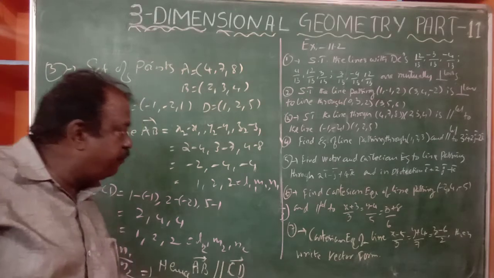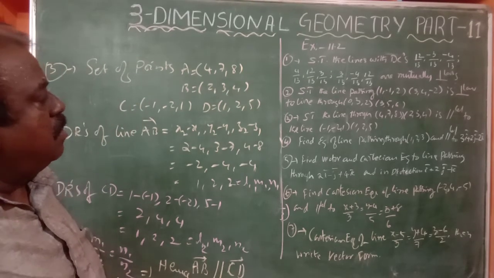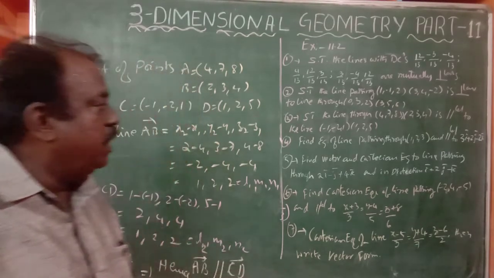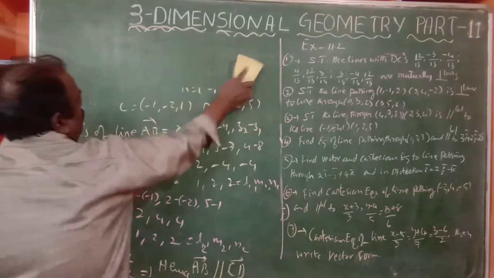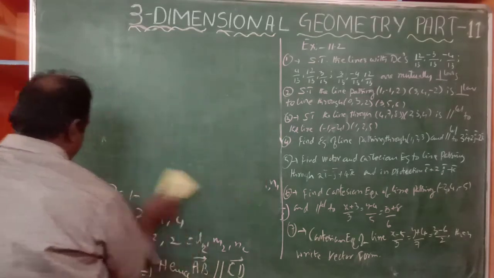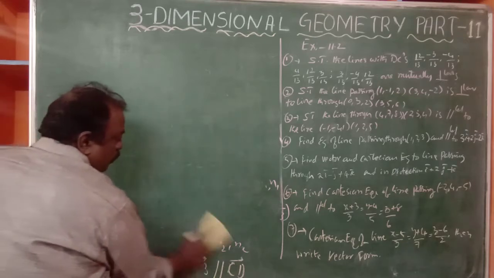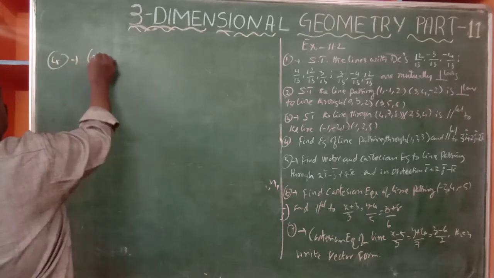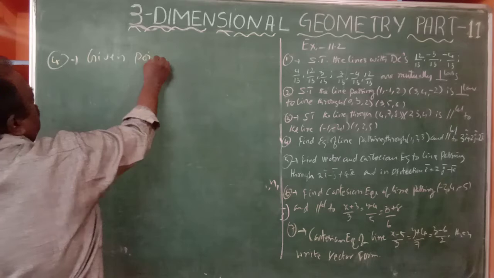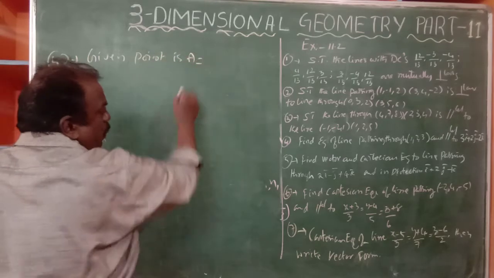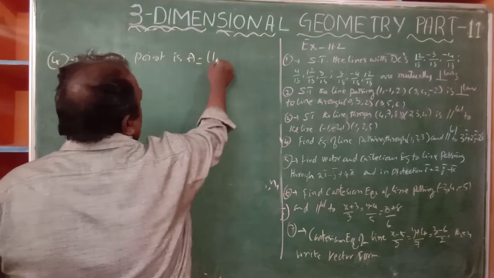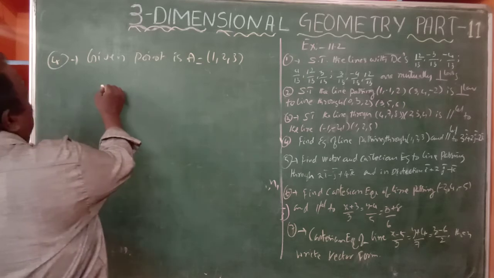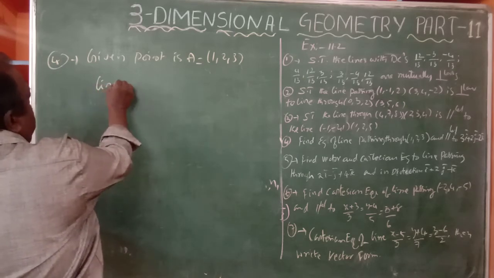Next, the fourth one. Find the line passing through the point and parallel to the vector. Say, given point is capital A is (1, 2, 3). A line is passing through a point and the line is the required line.